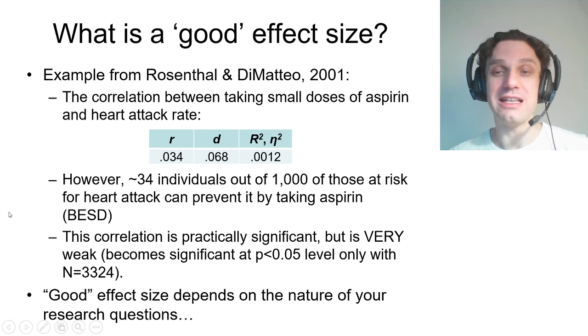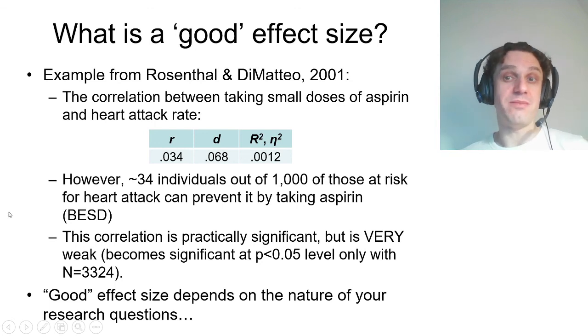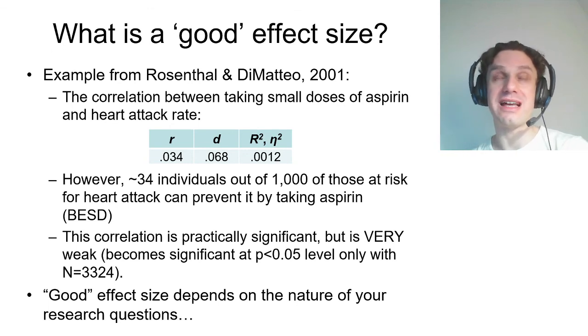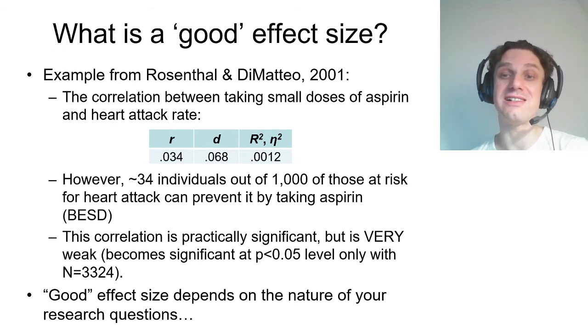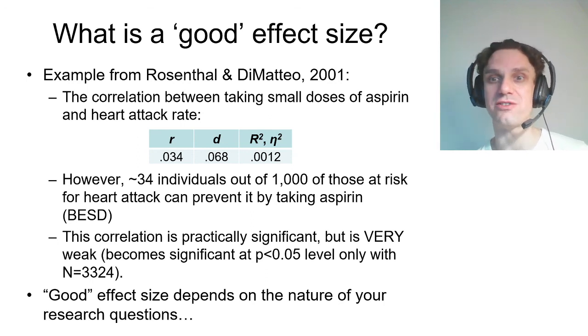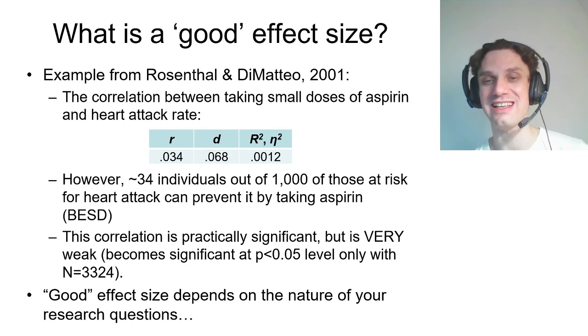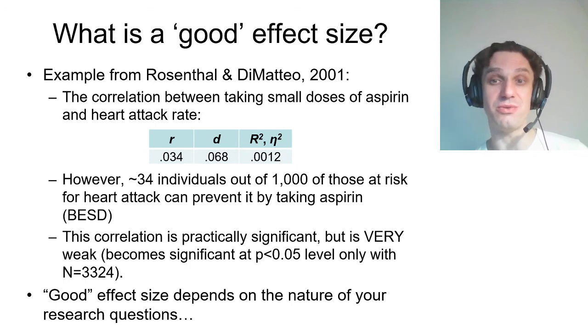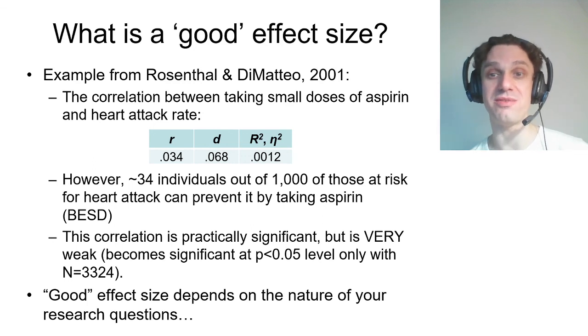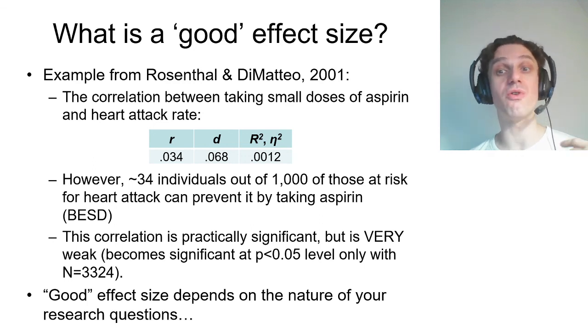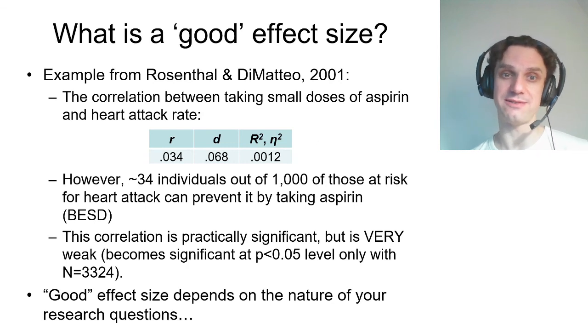And of course, even weaker effect sizes can be quite practically important. This classical example comes from a book by Robert Rosenthal, and it's the effect of taking small doses of aspirin to prevent heart attacks. Basically, it's the correlation between taking versus not taking aspirin and the outcome, having or not having a heart attack during a subsequent period for people who are already at risk for heart attacks.